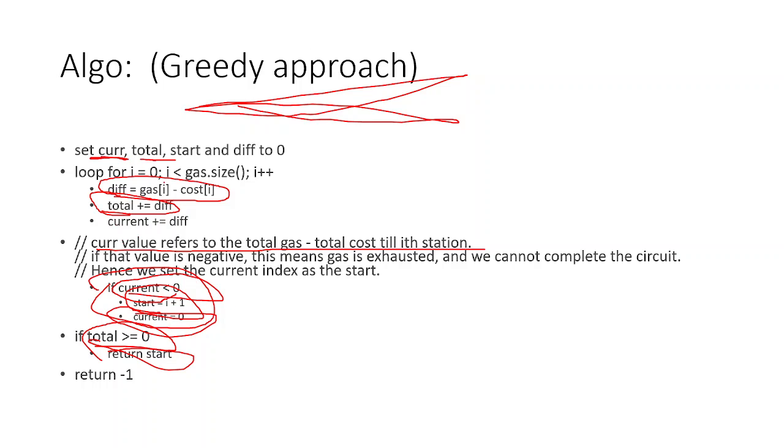Am I right? So that's what we are checking, whether the total gas minus total cost is valid or not. That's the main approach we are using. Then we are taking two variables, one for tracking the current state, and the other for the total. I hope you understood.